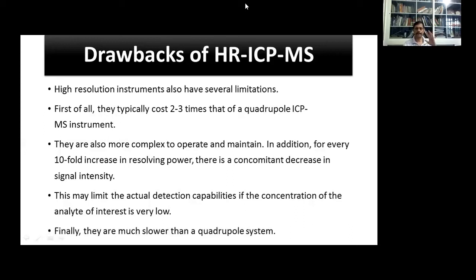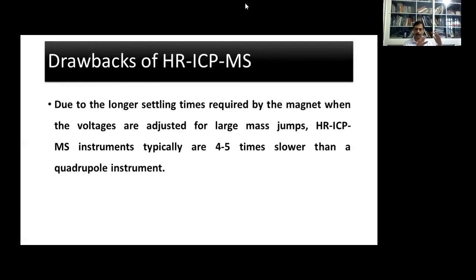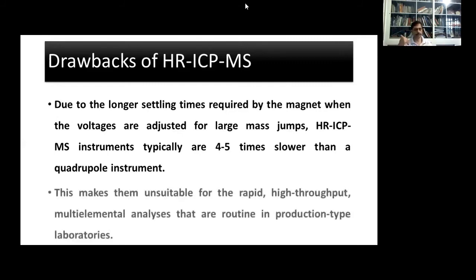Finally, they are much slower than a quadrupole system. So that is a major problem. Due to the longer settling time required by the magnet when the voltages are adjusted for large mass jumps, HRICP-MS instruments typically are 4 to 5 times slower than a quadrupole instrument. So this makes them unsuitable for the rapid, high throughput multi-elemental analysis that is routine in production type laboratories.